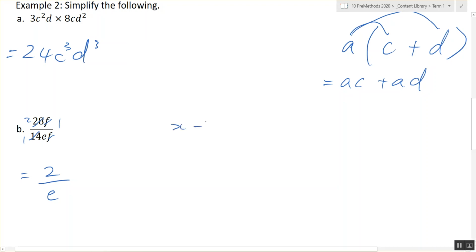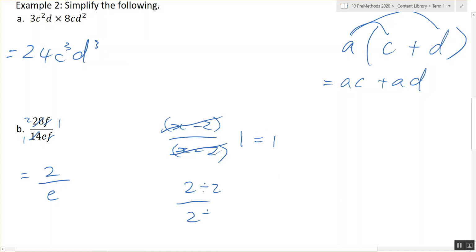If you have x minus 2 divided by x minus 2, okay, so it both has x minus 2 on top, so we're left with 1 as the answer. 2 divided by 2, we're dividing both the top and the bottom by 2. That's what we're doing when we're doing that cross. So when we divide 2 by 2, we're left with 1.